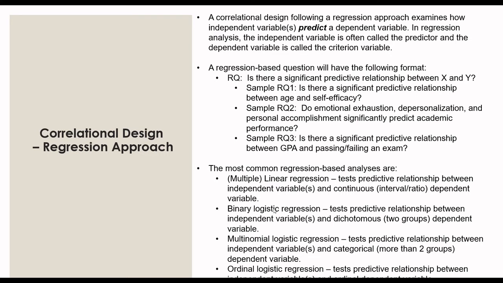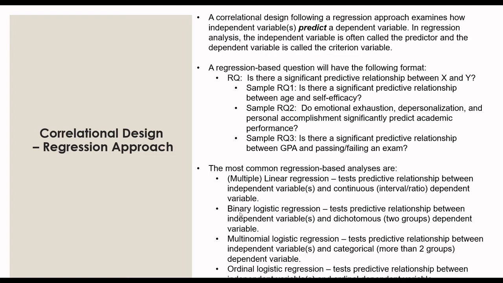A binary logistic regression is used when you have a dichotomous outcome. So that means you have a 2-level outcome, and that would be like sample question 3 right here. So sample research question 3, how does GPA potentially predict passing and failing an exam? Your outcome in this example is dichotomous, meaning it has 2 possibilities, pass or fail. So in that case, you use a binary logistic regression.